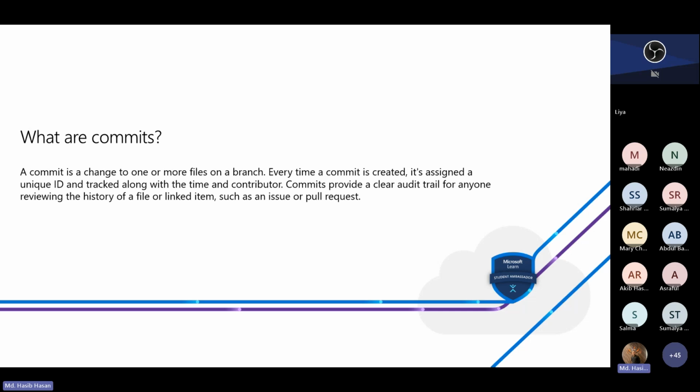Then what are commits? A commit is a change to one or more files on a branch. Every time a commit is created, it's assigned a unique ID and tracked along with the time and contributor. Commits provide a clear audit trail for everyone reviewing the history of a file, linked items such as an issue or pull request.